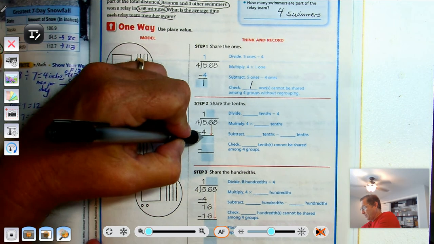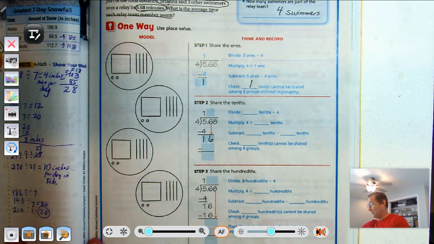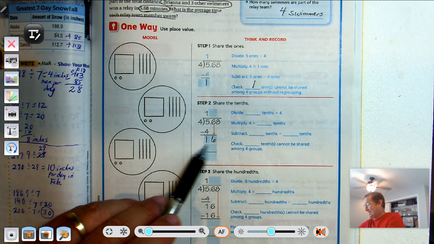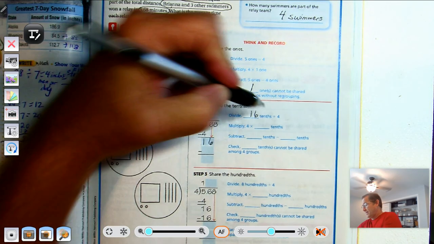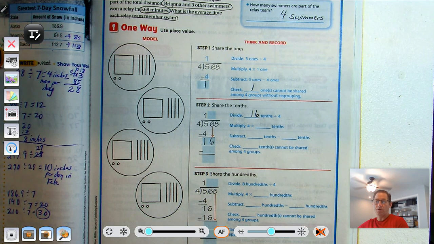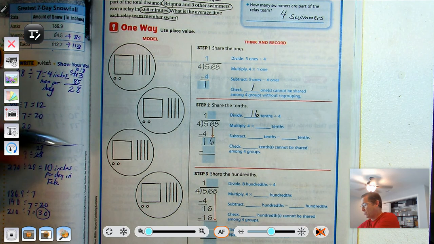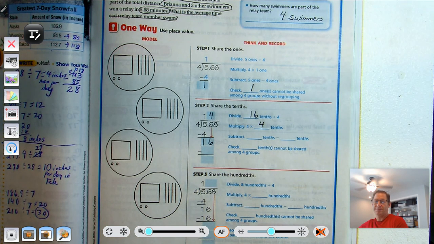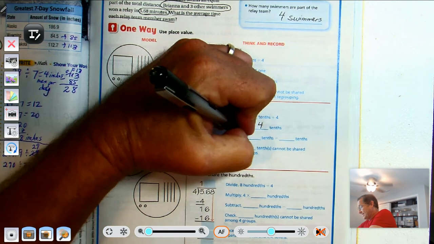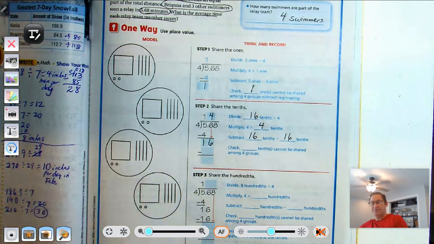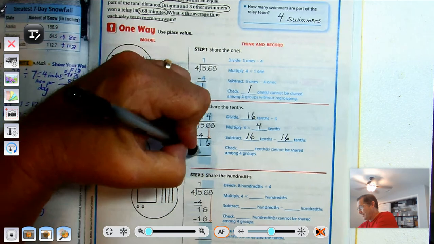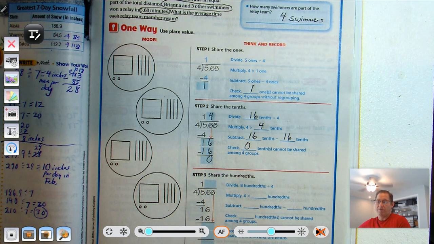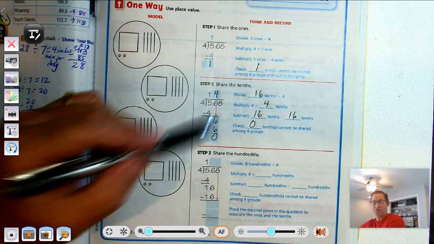So in the next step, we'd break down the 6 tenths, and so we'd think of this as 16 tenths, and we're going to divide 16 tenths by 4 groups. 4 times what is 16? Well, 4 times 4, right? 4 times 4 tenths is 16 tenths. So 16 tenths minus 16 tenths, well, that's just 0, right? So we know we can't share 0 among 4 groups. So now we're going to move to the hundredths.